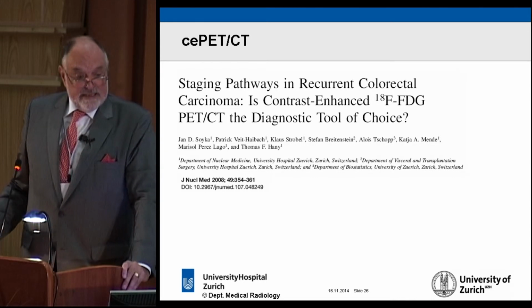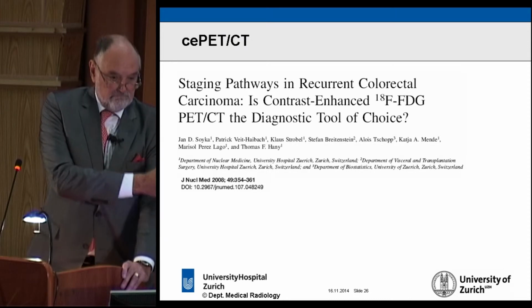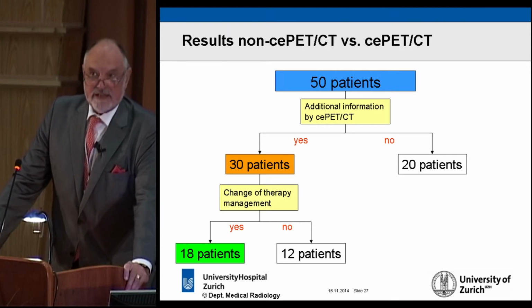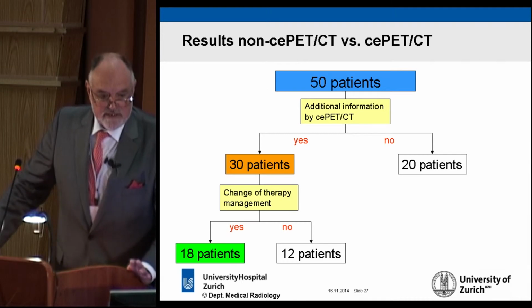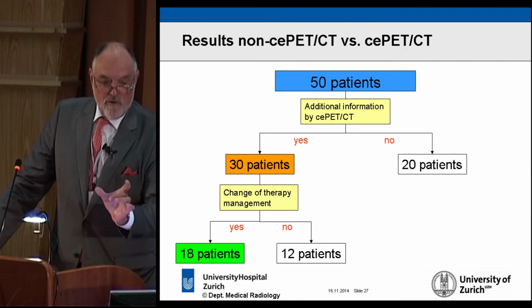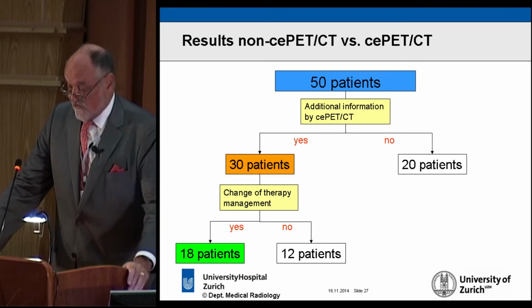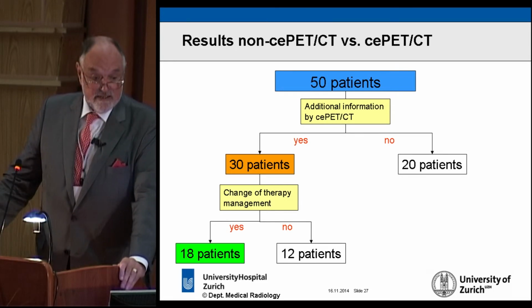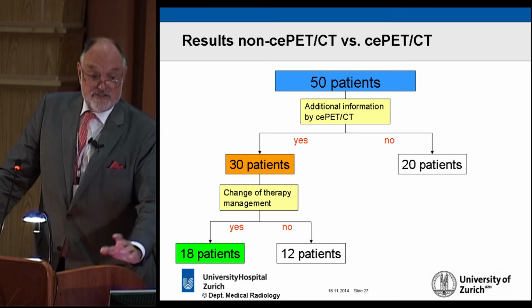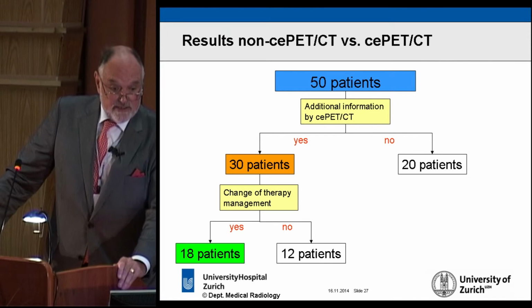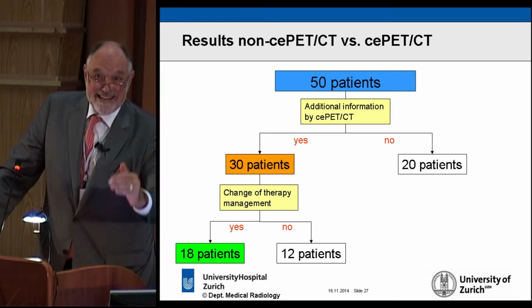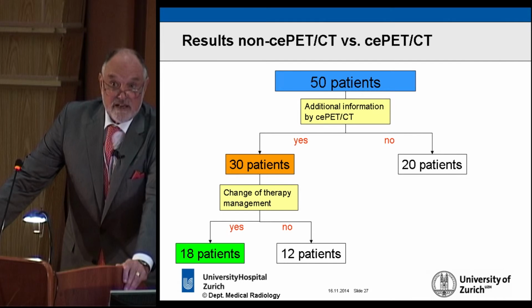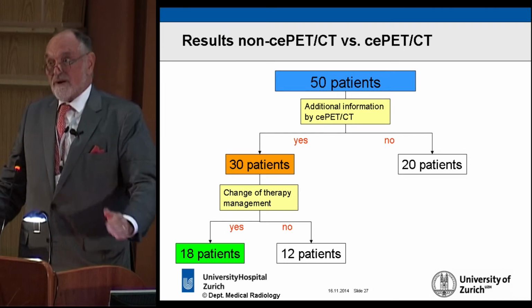Now, as I pointed out, you should use contrast-enhanced CT in PET-CT, and here are the data. This is a study where we looked at 50 patients, and we were asking the question, in how many of these patients do you find additional information when you do a contrast-enhanced CT versus just a non-enhanced CT? And you can see that in 30 patients out of 50, we had additional information. In fact, this information resulted in a change of therapy management in 18 patients. So this is a third of all patients who underwent a change of management.